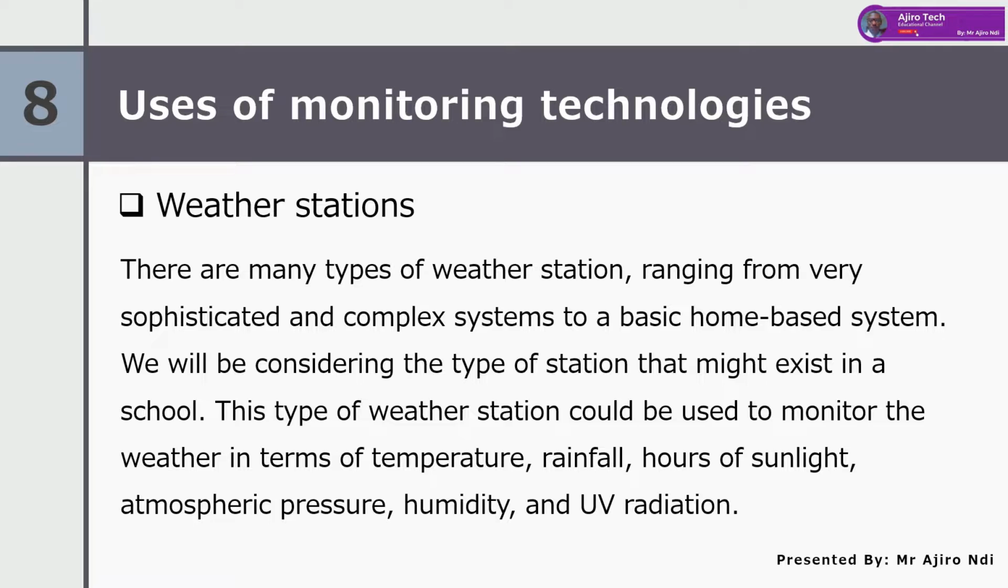The analog to digital converter will convert the data from analog to digital so that the computer can understand and process it. On receiving the digital data, the computer stores the data in the form of a table, which could be done using what? A spreadsheet or database package, so that it can be processed.